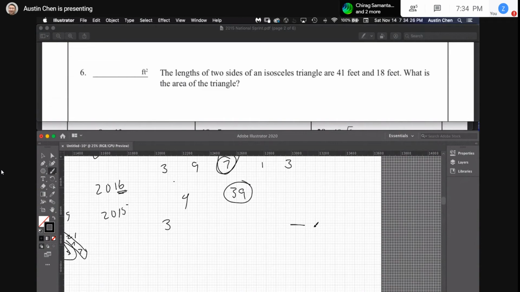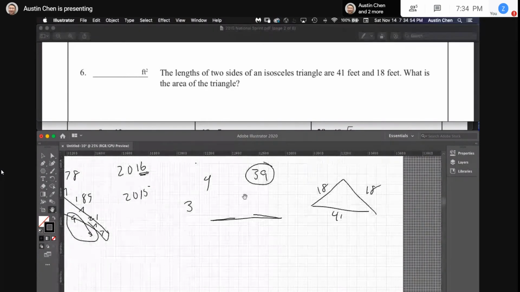But let's see, if we have the base as 41, and the legs as 18, this doesn't work, right? Because 18 plus 18 is not greater than 41, and it has to be greater than 41 for it to be a possible triangle. If we try to build this, the 18 sides wouldn't be long enough to connect, right? So that's pretty simple.